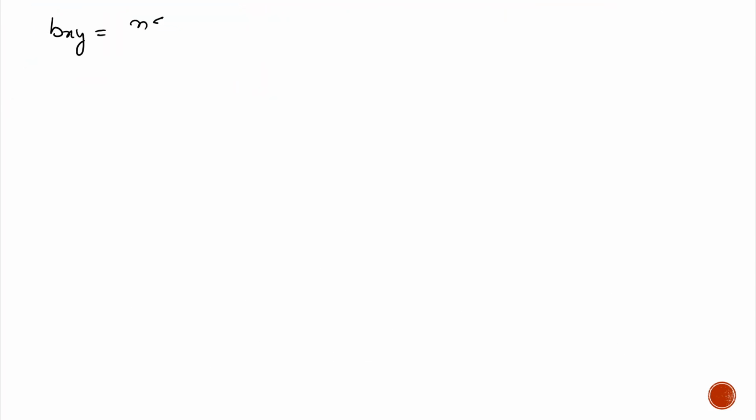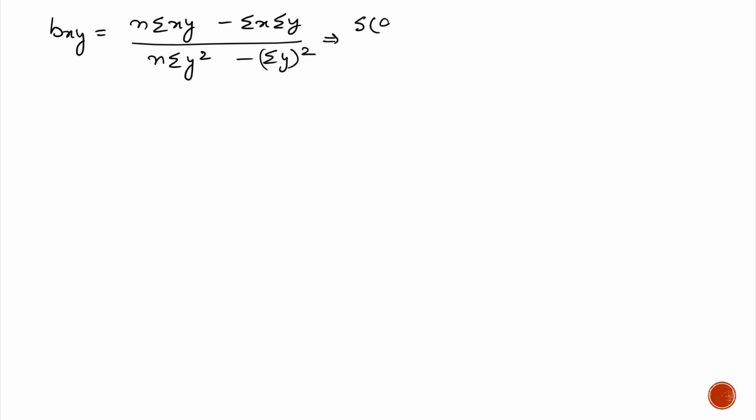And bxy is n times the summation of xy minus summation of x into summation of y, divided by n times the summation of y square minus summation of y whole square. After putting the value, we will get bxy equals to minus 1.